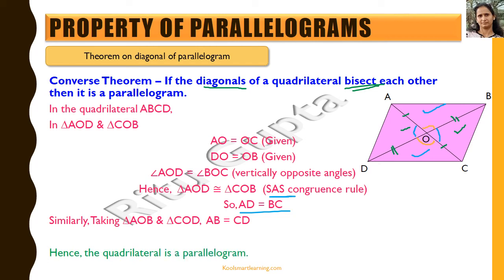Now we have another property of a parallelogram which says that if the opposite sides are equal, then it's a parallelogram. Since we've proven that AD is equal to BC and AB is equal to CD, the opposite sides are equal, which means it's a parallelogram.